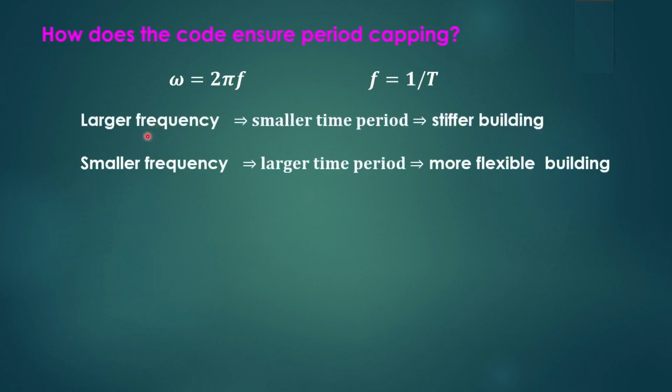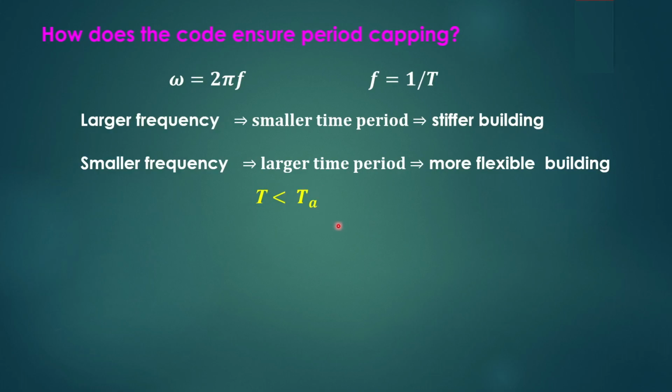So with that, the larger the frequency, the smaller the time period by this expression, and this indicates a stiffer building. Similarly, the smaller the frequency, the larger the time period, and this indicates a more flexible building. So the code wants that our dynamically computed time period, which is the inherent dynamic property of the building, should be less than or equal to the approximate time period value.